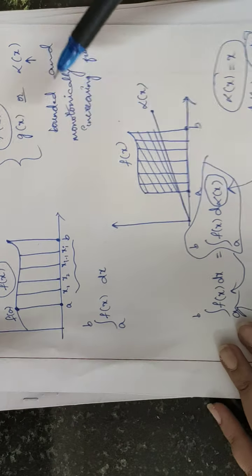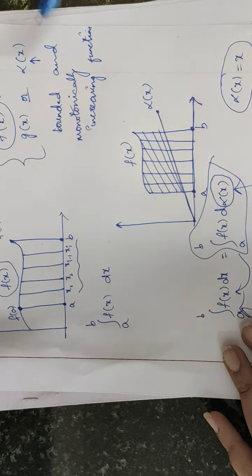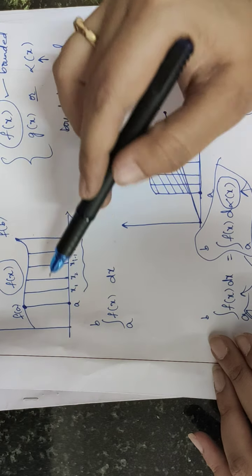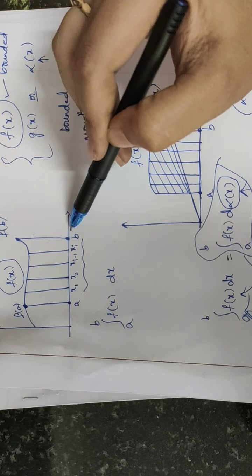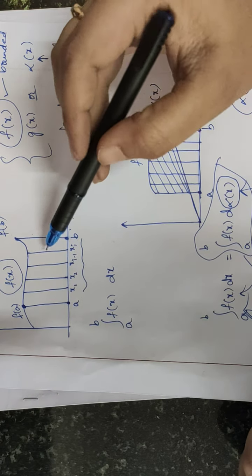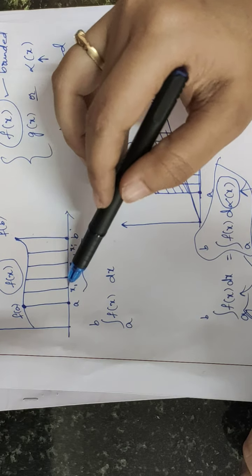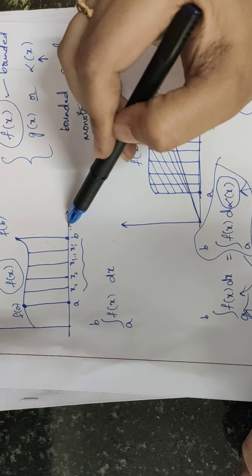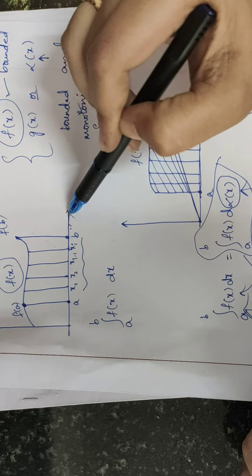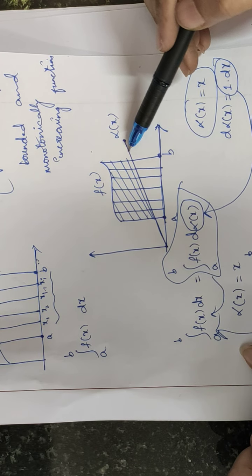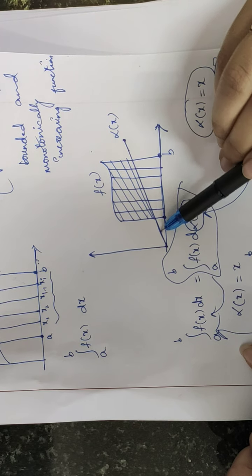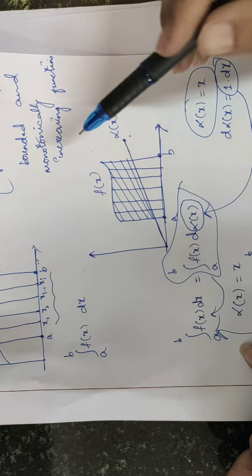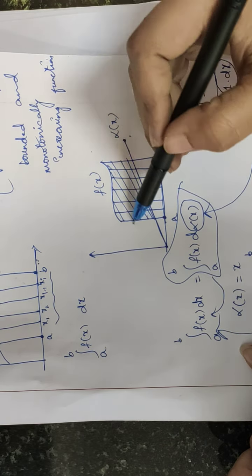So the main difference between Riemann integral and Riemann-Stieltjes integral is, in your Riemann integral you will be considering the reference line as your x-axis, and you will be finding the area under this curve with respect to your x-axis, with respect to this baseline. Whereas in your Riemann-Stieltjes integral, the baseline will not be your x-axis, it will be your monotonically increasing function, and you will find the area under the curve between these two functions. That is nothing but your Riemann-Stieltjes integral.